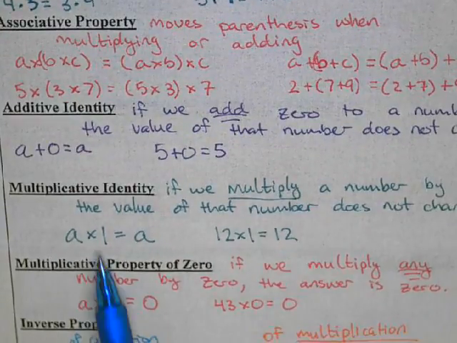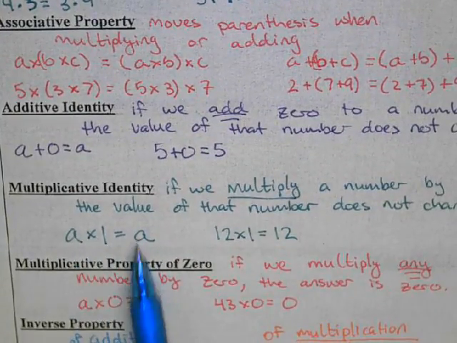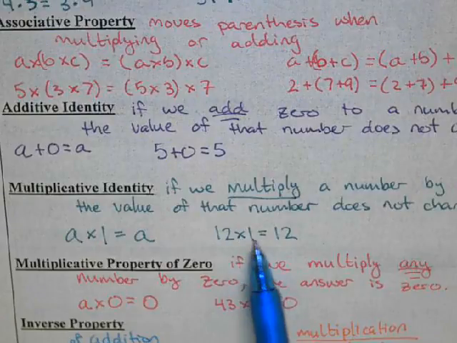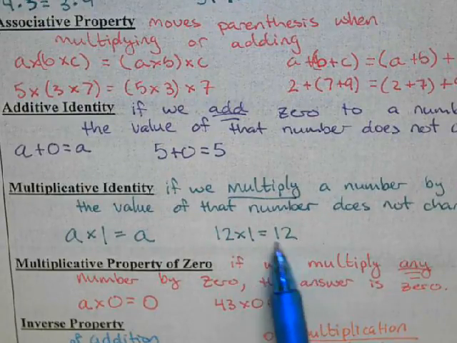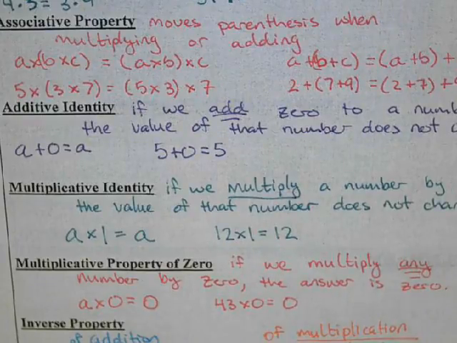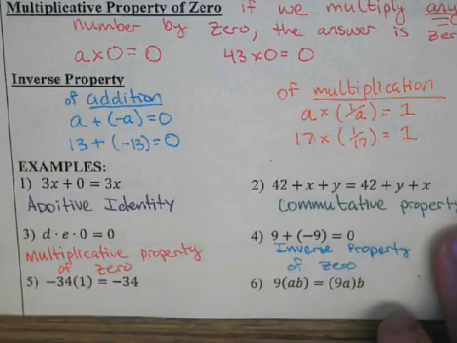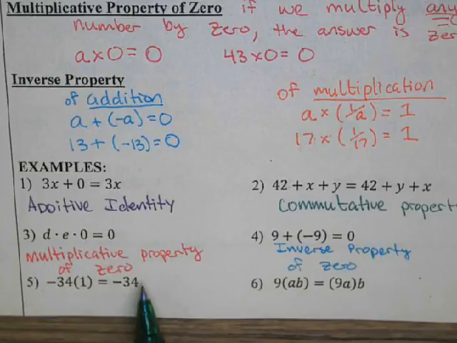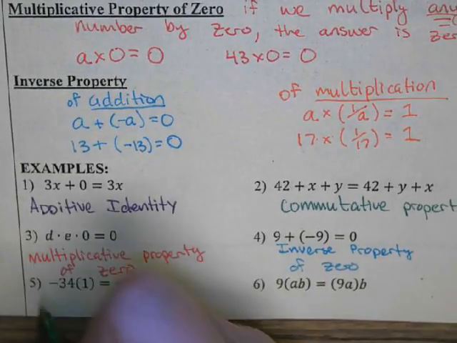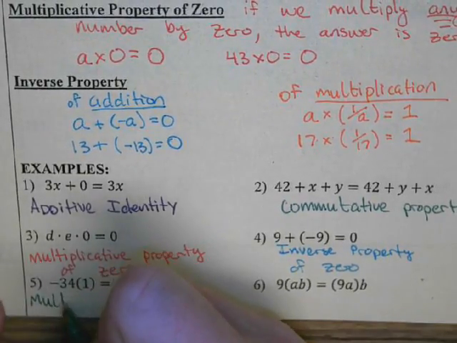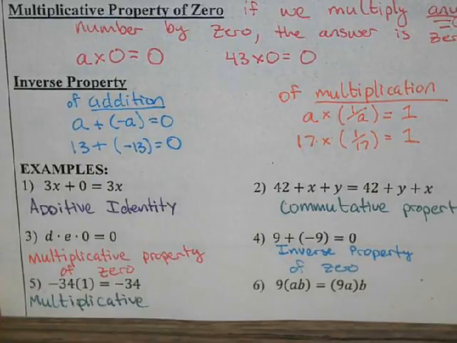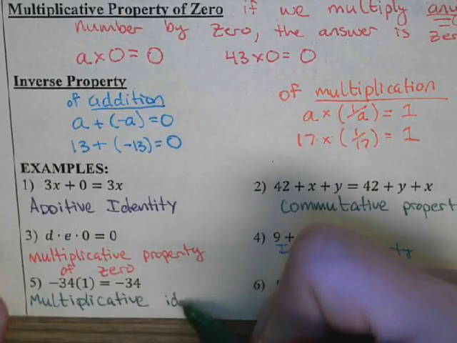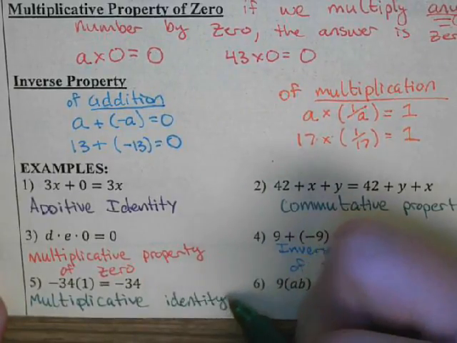Multiplicative identity, a times 1 equals a. Okay, so if we multiply 12 times 1 equals 12, we took 12, multiplied it by 1, and the value stayed the same. So if we have negative 34 times 1 and the value stays the same, that's going to be our multiplicative identity.